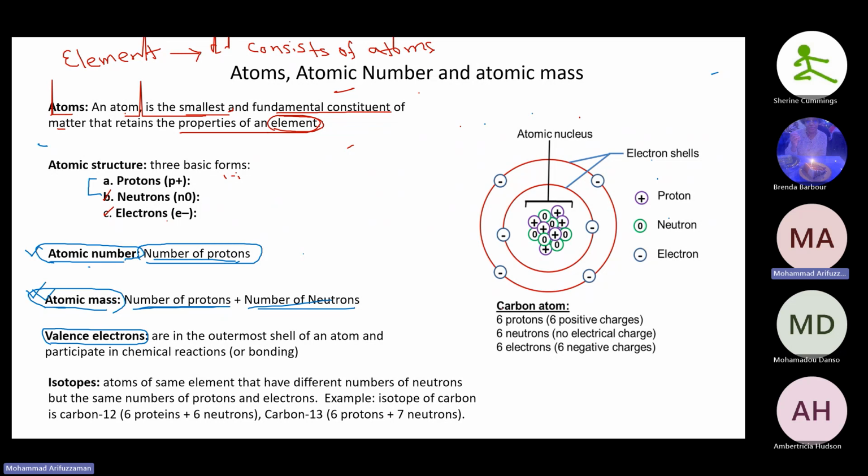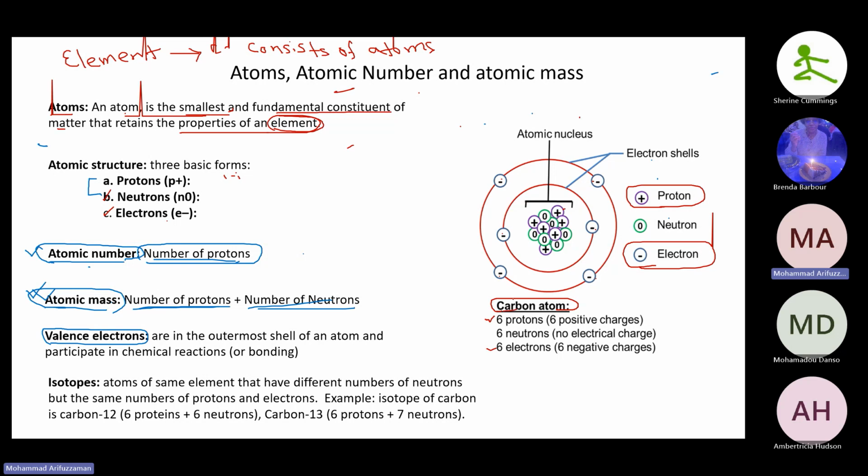Look at the carbon atom. Can you count the number of electrons? How many electrons are here? 1, 2, 3, 4, 5, 6, right? And the number of protons is also 6. This is the carbon.